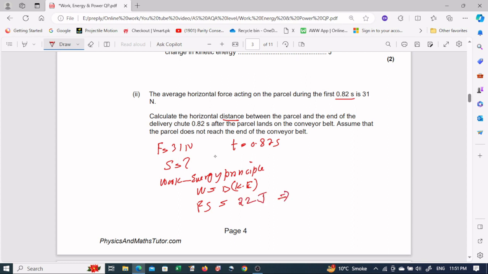So we have to find S is equal to 22 joule divided by the force F, and F is given in the question, that is 21 Newton. So we get the distance covered, which is 0.709, and when we round up we get 0.71 in two significant figures. So this is the distance.